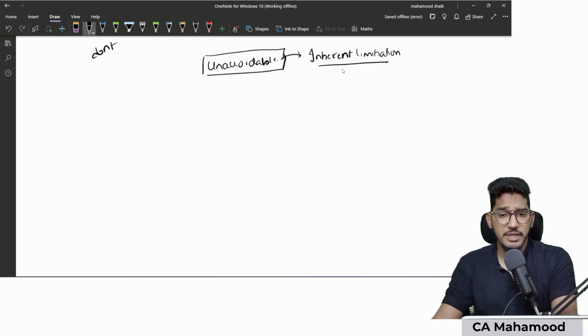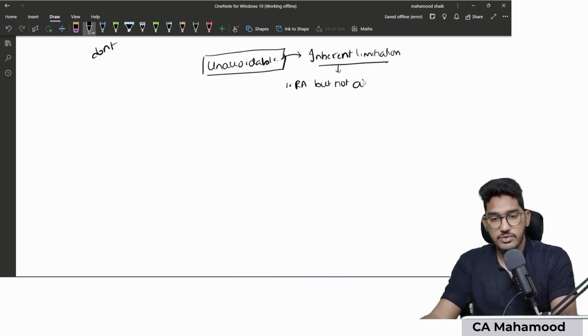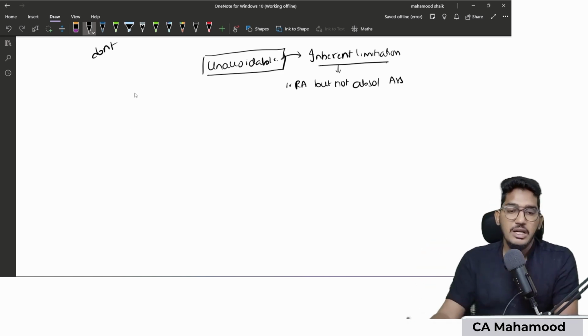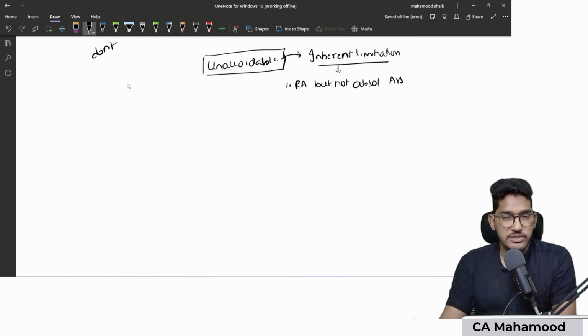Because of these inherent limitations, there are some consequences. Number one, the auditor can only obtain reasonable assurance but not absolute assurance. Now, what is the meaning of reasonable assurance, sir? The term reasonable assurance has been defined something like this: reasonable assurance is a high level of assurance but not absolute assurance.